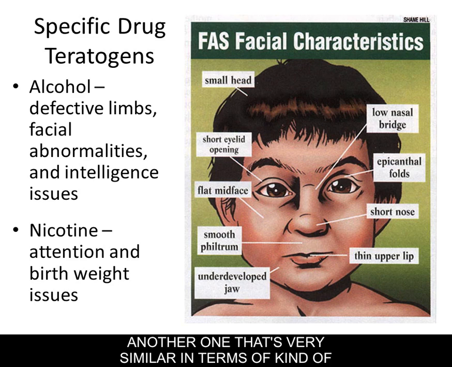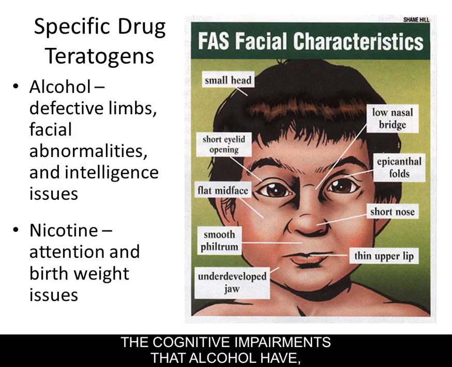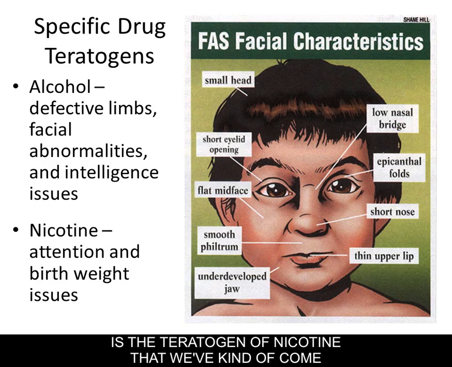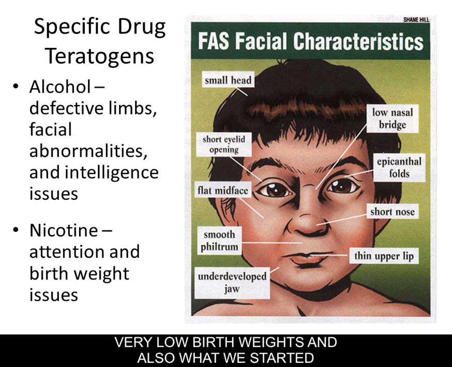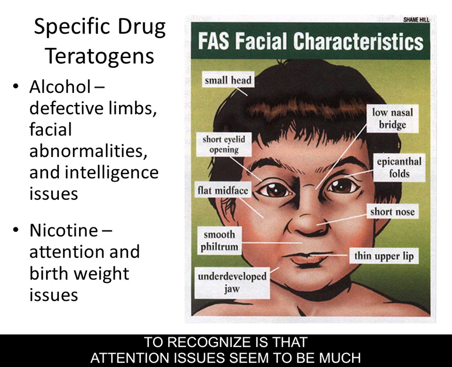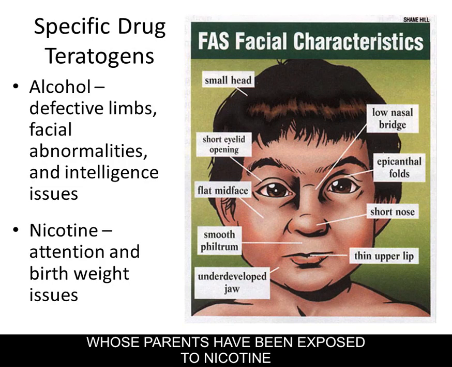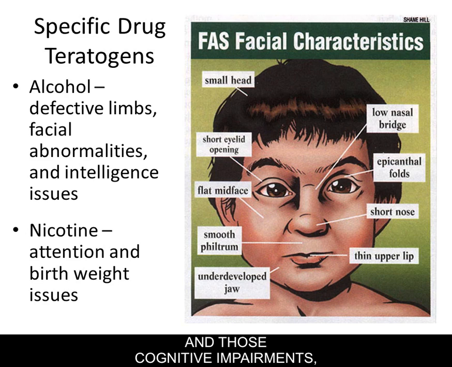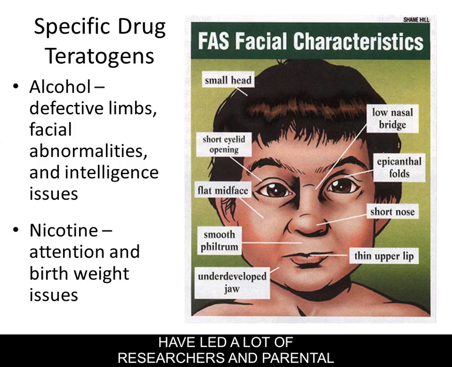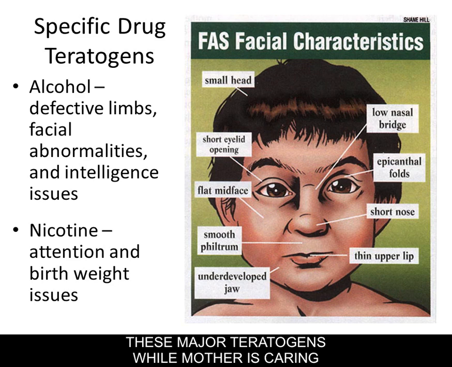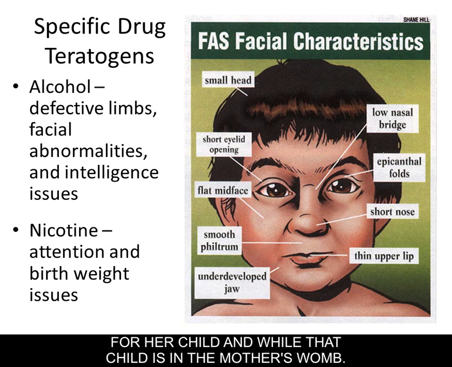Another one that's very similar in terms of the cognitive impairments that alcohol has is the teratogen of nicotine that we've come to recognize. And when we look at nicotine's impacts, what we see very often is parents who smoke produce children that have very low birth weights. And also, what we've started to recognize is that attention issues seem to be much more prevalent in children whose parents have been exposed to nicotine. And those cognitive impairments, sometimes also paired with some mild intelligence issues, have led a lot of researchers and parental supervisors to avoid these major teratogens while the mother is caring for her child and while that child is in the mother's womb.